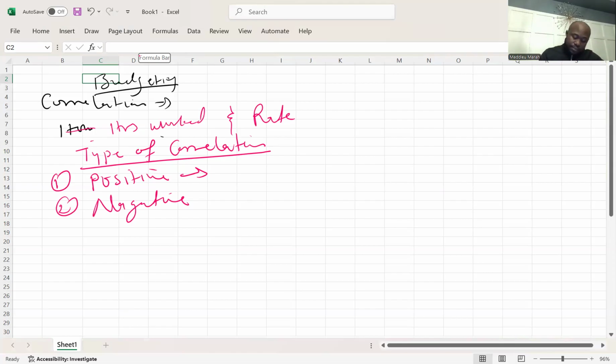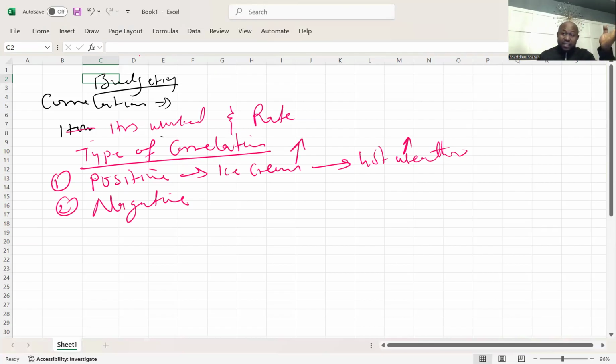Now, let's look at ice cream. I'm selling ice cream in hot weather. The ice cream sales will go up along with the weather, so both of them have a positive correlation. Okay, spending with a credit card: the more you spend, your credit card balance goes up. So both are going in the same direction.